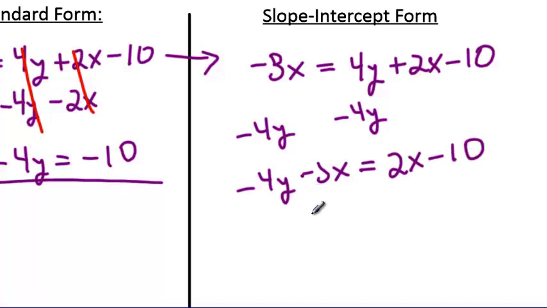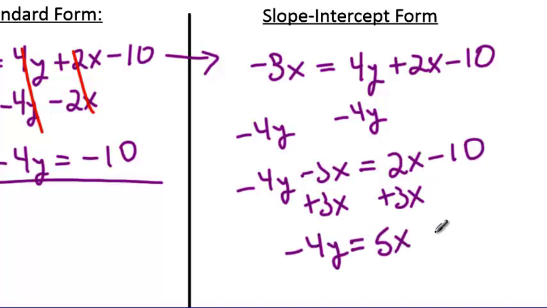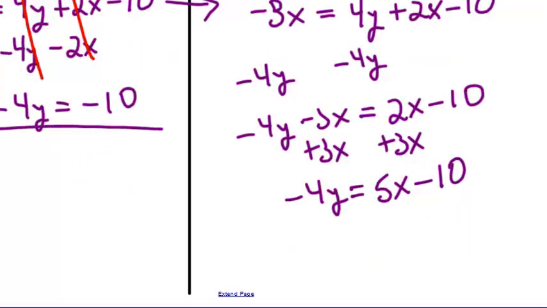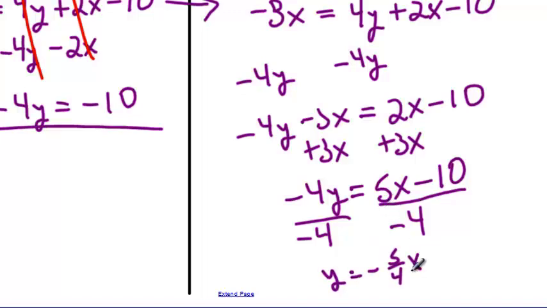And then I want to add the 3x to both sides so that I can get all the x's together over here. So I have negative 4y equals 5x minus 10. And then the last thing is to divide both sides by negative 4 so that I have just y. So those divide and give me 1, so I get y equals, this is going to be negative 5/4 x, and then negative 10 over 4 is going to be plus 5 over 2. 10 over 4, 5 over 2.